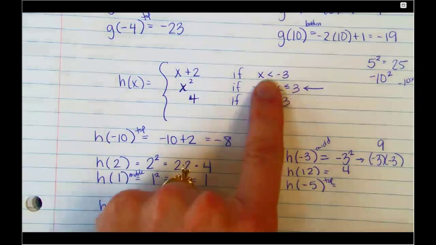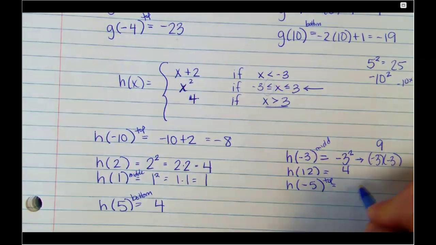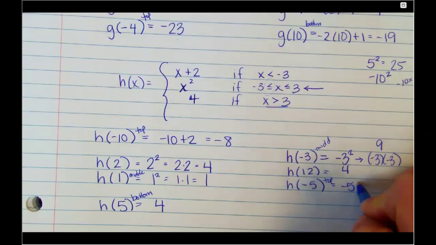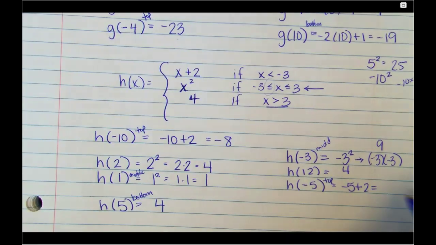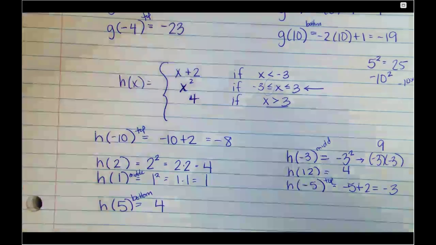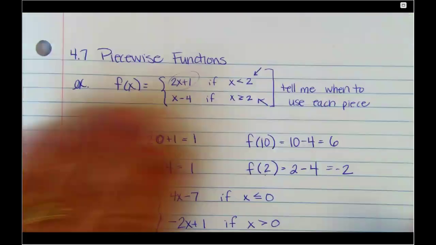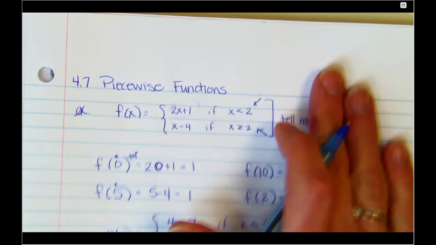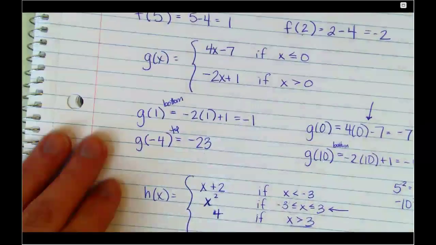Because negative 5 is less than negative 3. What is it? So it would be negative 5 plus 2, which is what? There you go. Okay. Hopefully, now that they look scary, right? If you just saw this, you'd be like, what the heck? But it's not hard once you know how to do it.